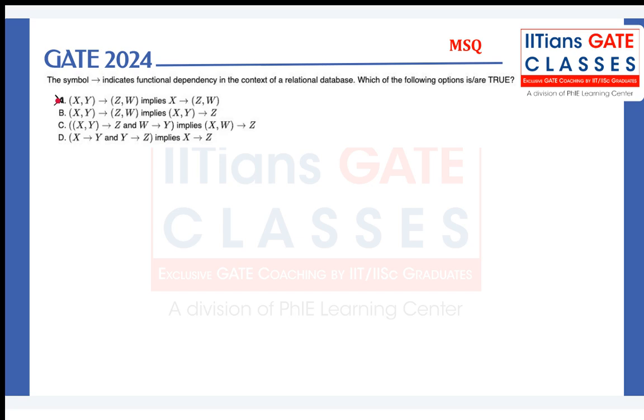Is option B correct? Yes, because if a unique value of XY gives me two values, Z and W, then I can definitely get Z as well. You can break the RHS, you cannot break the LHS. Please keep this in mind. So if a unique value of XY is giving me a unique value of Z and W, then I can certainly get a unique value of Z as well. So option B is correct.